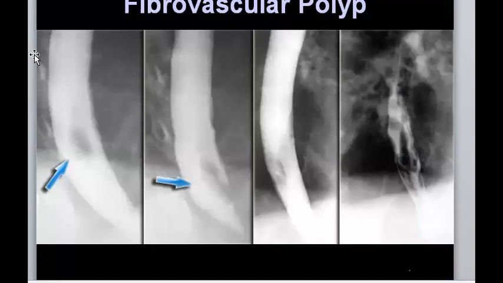So this is what is called a fibrovascular polyp, which is not a common entity. It's a very, very rare entity.